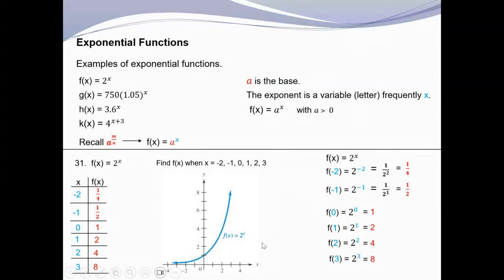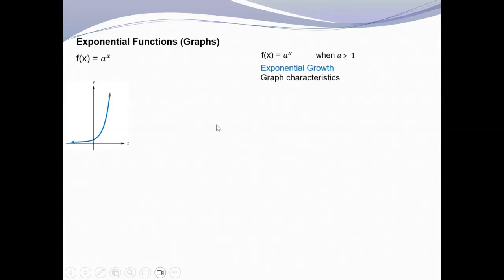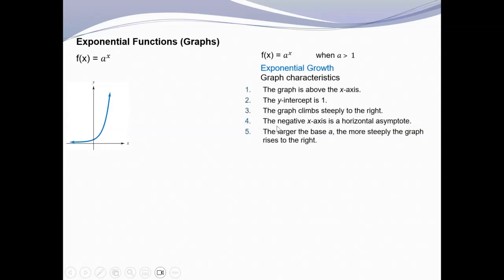Now we get to graph the function. Here's a graph of an exponential function. Every graph of an exponential function in this form will look like this. This is called the parent function, the parent graph. Now, on the next slide, the bigger the base, the more it's going to go towards the y-axis. These are for exponential growth. And here are the characteristics.